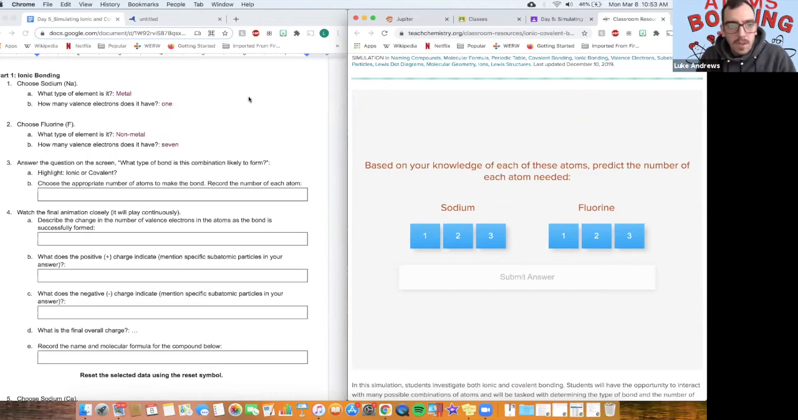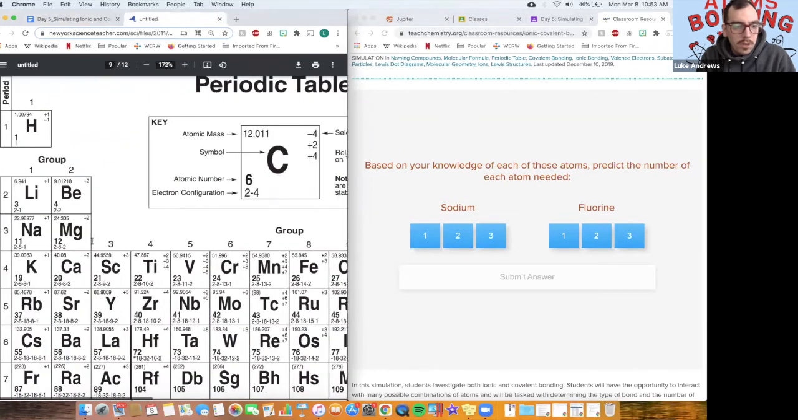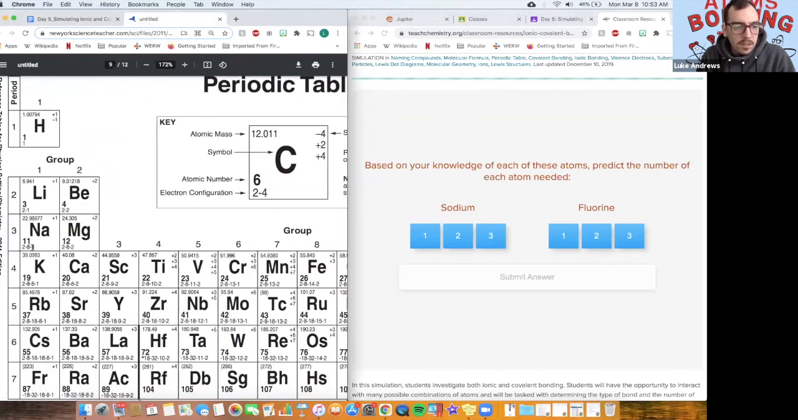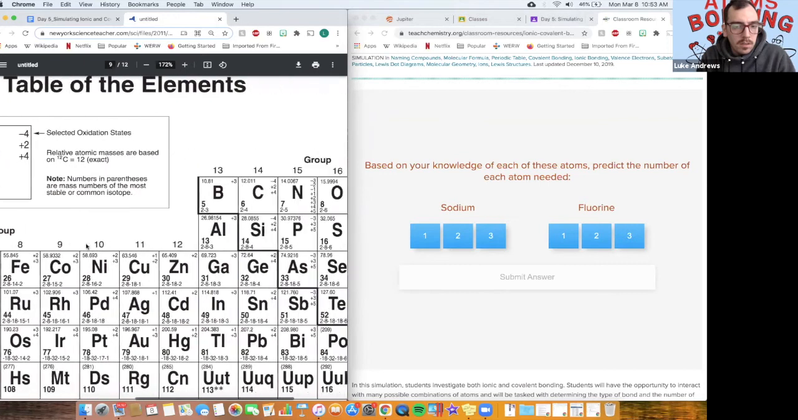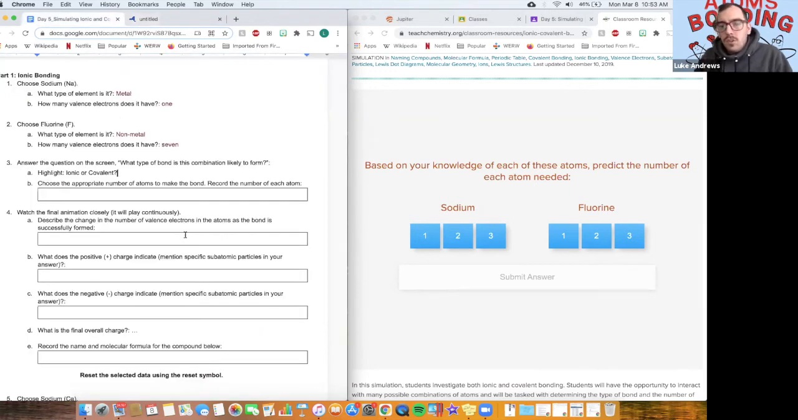So I'm going to show you the reference table again. Sodium had 1 valence electron, and fluorine had 7 valence electrons. This is another callback to last week. If sodium and fluorine were going to bond together, how many atoms of each would we need in order to create a balanced ionic compound with a net charge of 0?